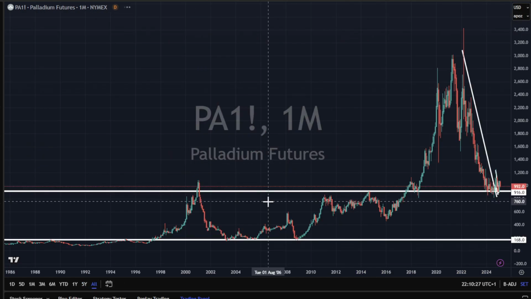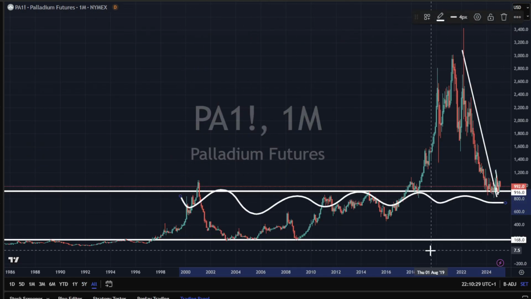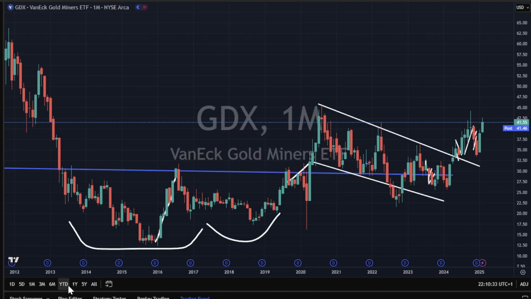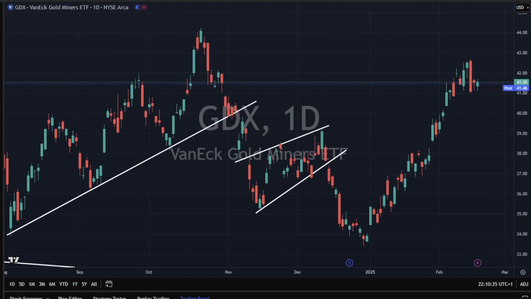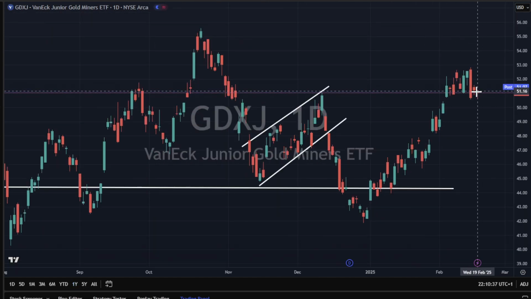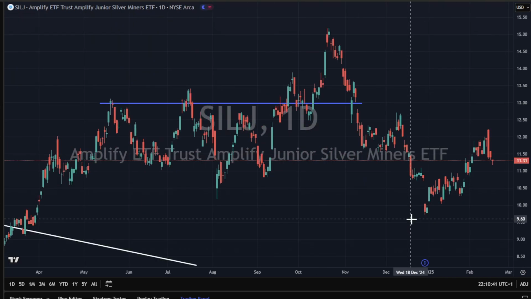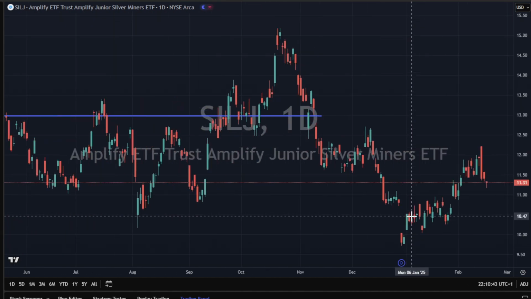And we're sitting on top of the support level there. GDX is flat today. We've got a basically flat day for GDXJ and slightly lower for SILJ. I think if gold and silver can get their butt moving, I think we could see these really start to take off.